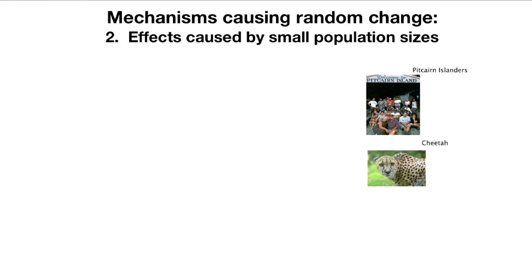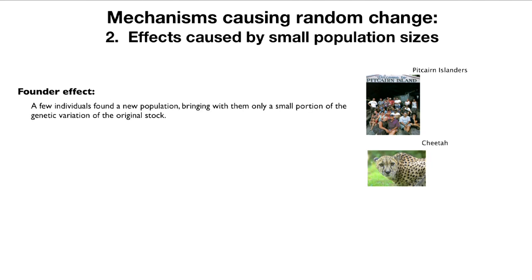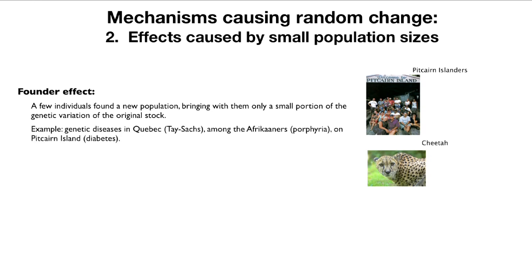Okay, what is another mechanism causing random change? Well, there are effects going on in small populations that are important. One of them is the founder effect, which is essentially a sampling process. A few individuals found a new population, and when they do so, they bring only a small portion of the genetic variation of the original stock with them. The Pitcairn Islanders are a good example.